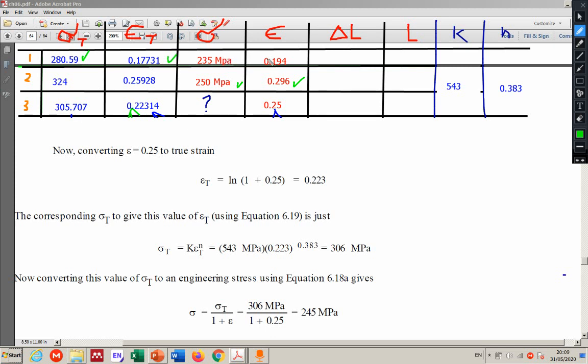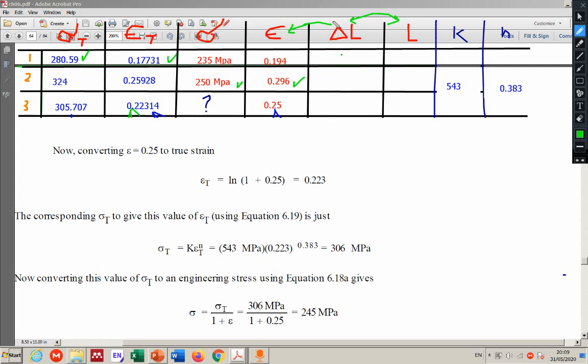Instead of giving you four engineering values, I will give you two true. Maybe I will give you two true, two engineering. The engineering will be converted to true, then the four true will be used to find n and K, then I can go for the answer of the last part. Or I can give you delta L. If I give you delta L and L, what does it mean?